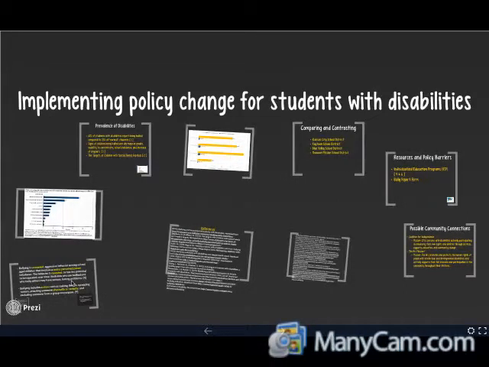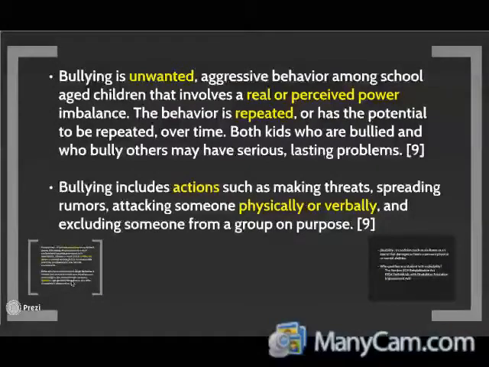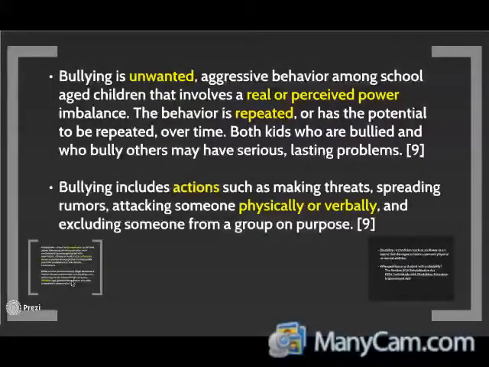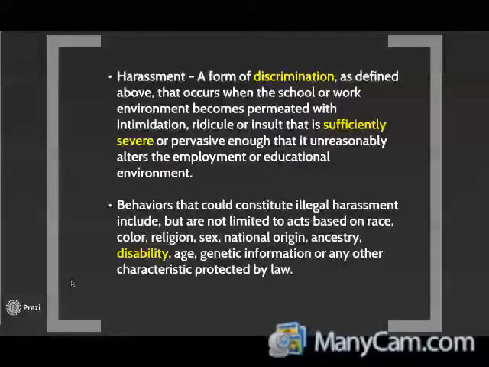So we're going to start off with a few definitions just to explain bullying and harassment. To start off with, we're going to go with bullying. Bullying is unwanted, aggressive behavior among school-aged children that involves a real or perceived power imbalance. The behavior is repeated or has potential to be repeated over time. Both kids who are bullied and who bully others may have serious, lasting problems. Bullying includes actions such as making threats, spreading rumors, attacking someone physically or verbally, and excluding someone from a group on purpose.